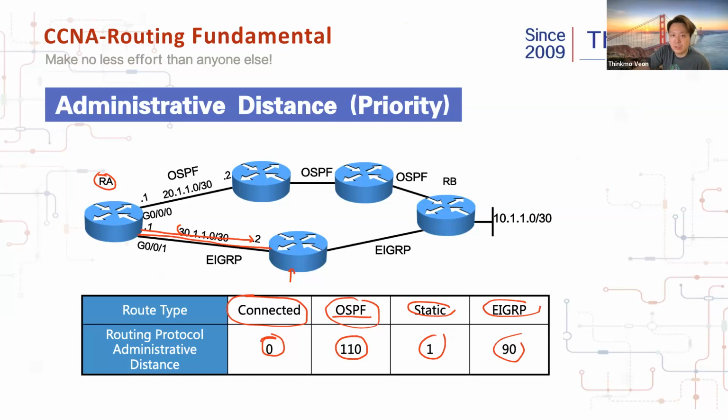Yeah, RIP is also available. Here we don't use RIP as an example because I think RIP is not so common to use now. Of course, RIP has an even higher AD than OSPF here. Yeah, you have a good point here. RIP is also one of the routing protocols.